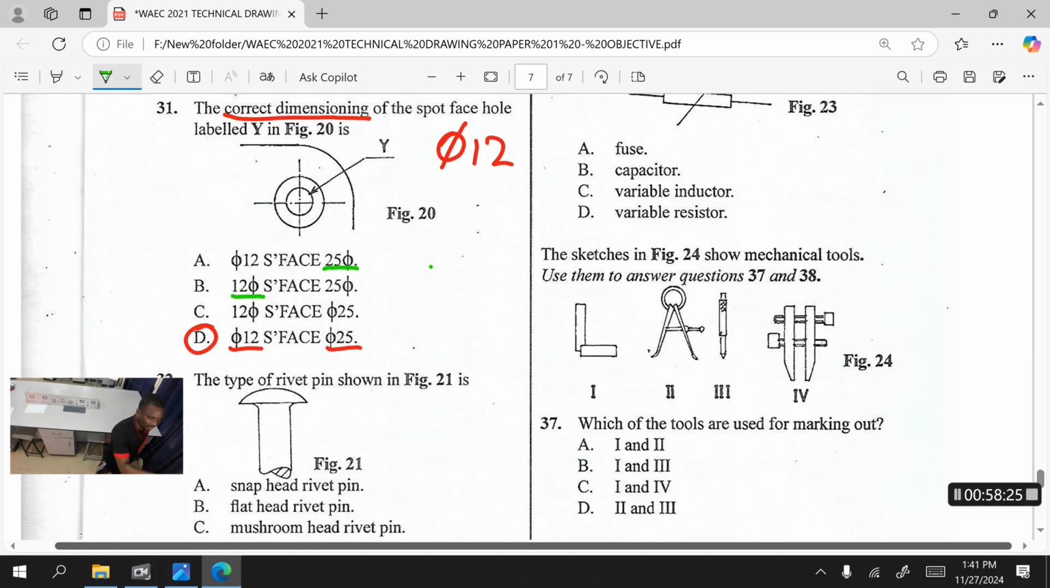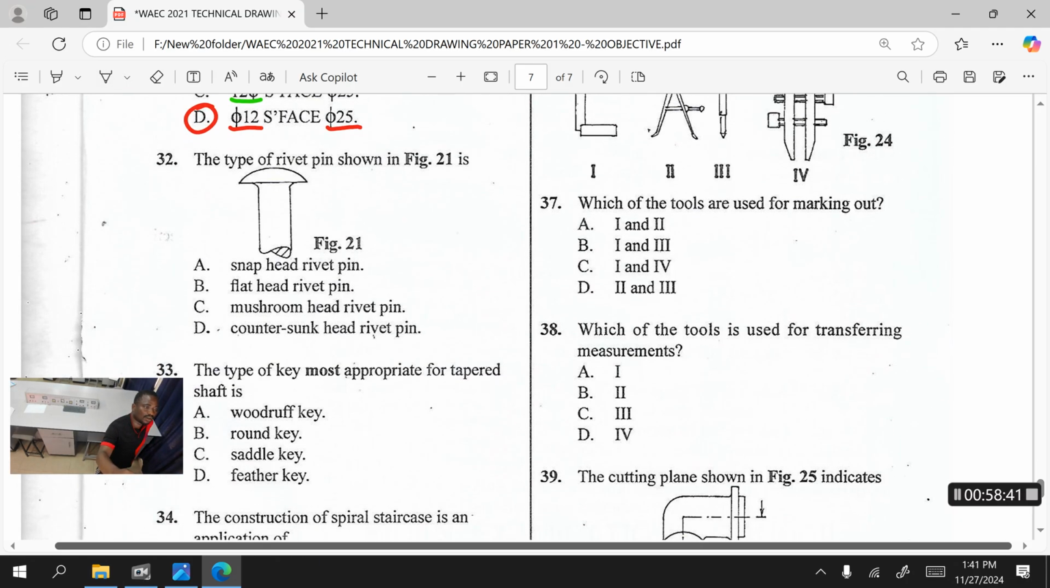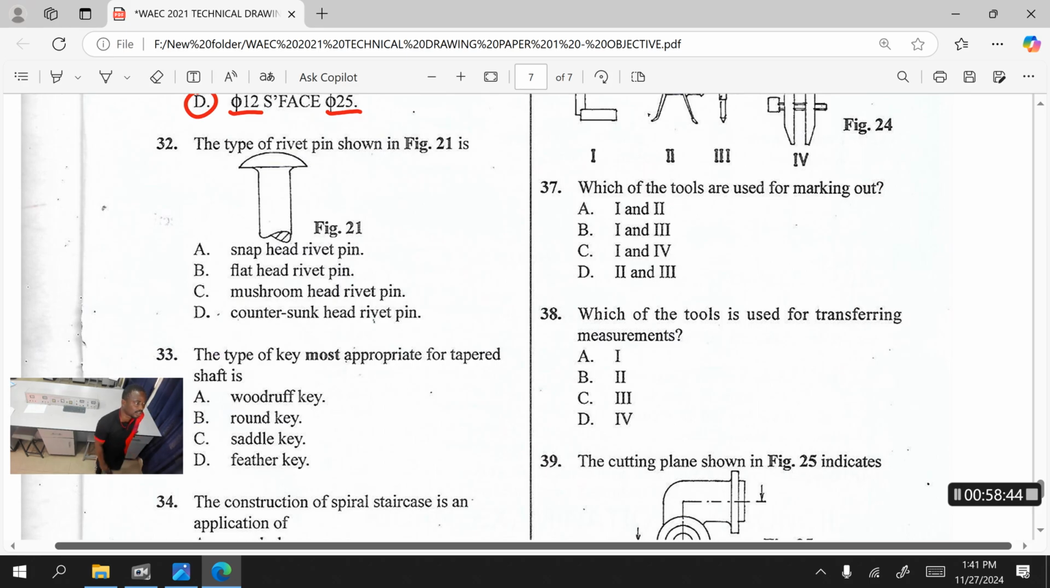At option C, it's at the back of 12. Can you see that now? It's also at the back of 25 in the other option. That's why all those options are wrong. So the phi convention for a circle should be in front of the number, which is the dimension.